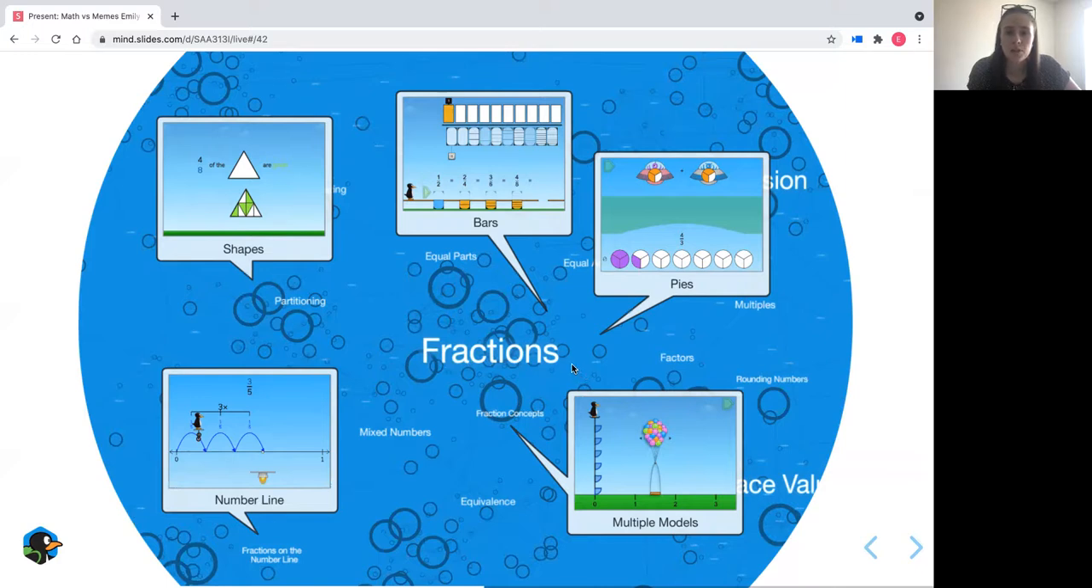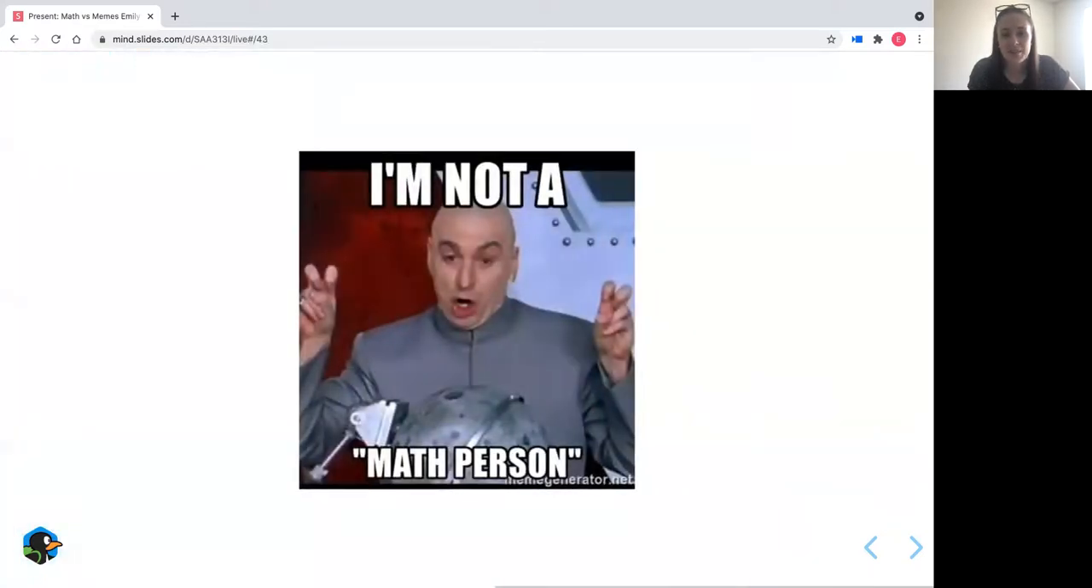Fractions, it's so important that students get multiple models of fractions and develop that rich schema. So we do this through multiple representations with bars, pies, even triangles in different shapes, fractions on the number line, and even multiple models.